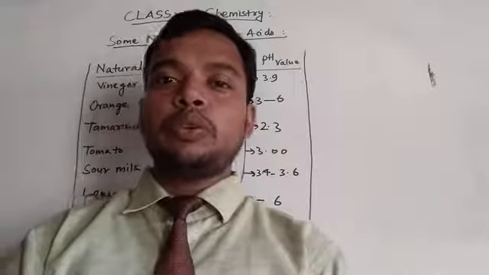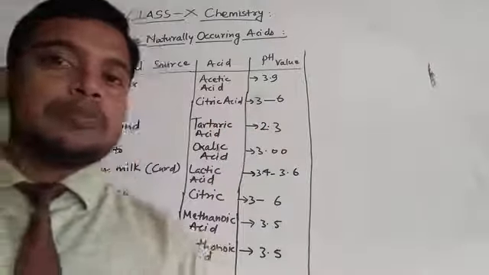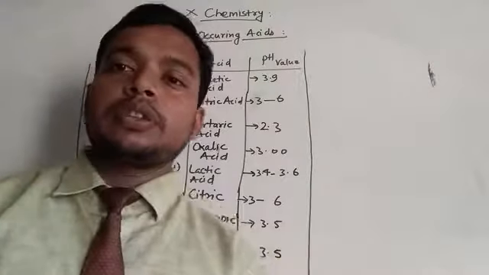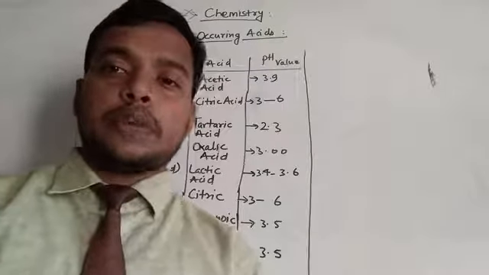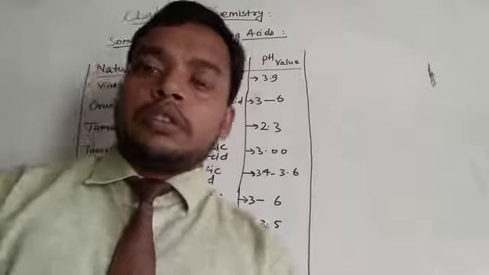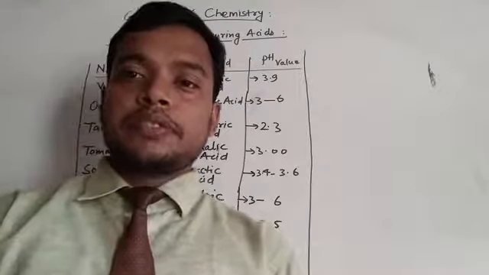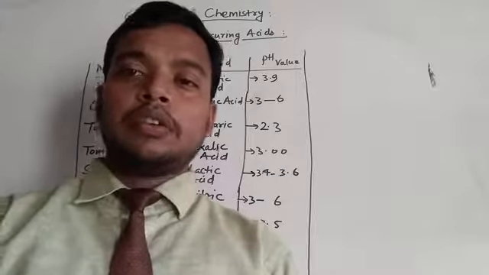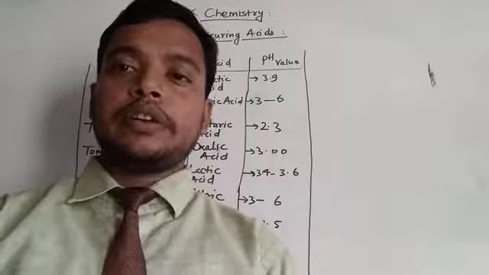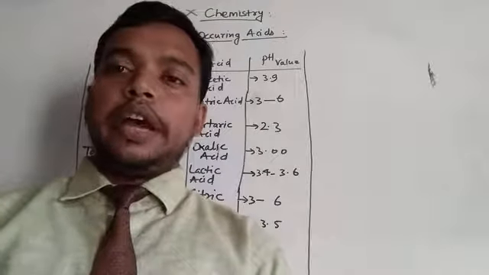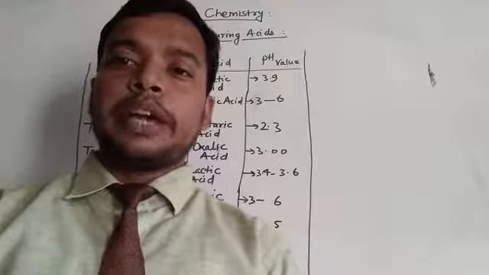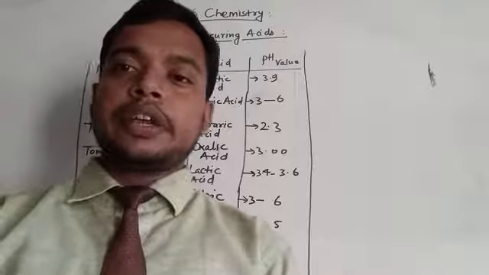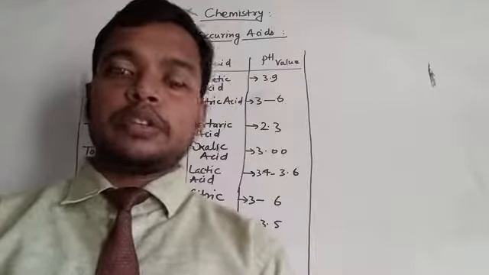In this video, we are going to discuss some naturally occurring acids. Before that, as we know, dear student, during the study of chapter 2, we discussed the indicators, the chemical properties of acids and bases, what happens when metallic carbonates and metallic hydrogen carbonates react with acid, what happens when acids and bases react with each other, and what happens when acids and metallic oxides react with each other.